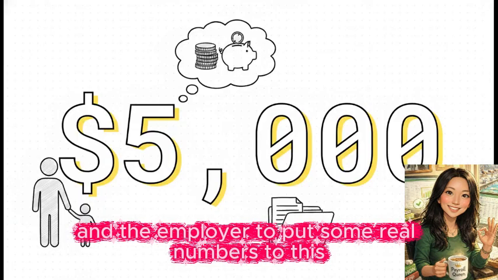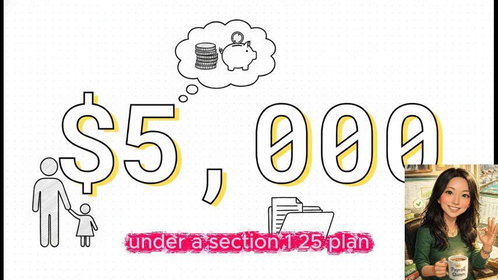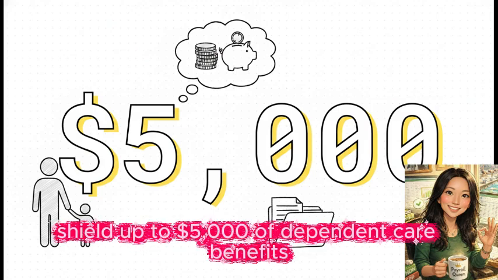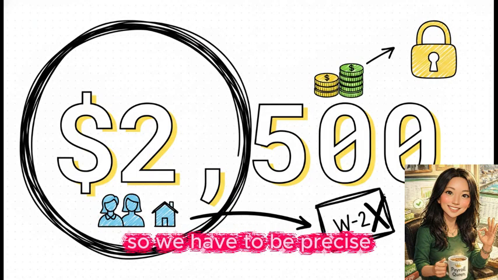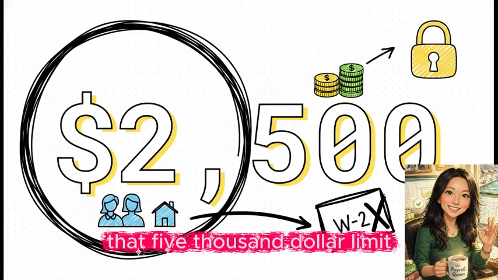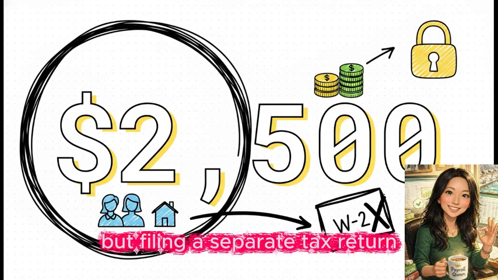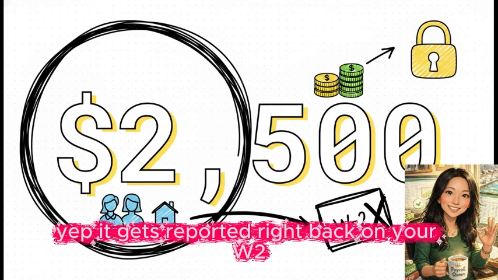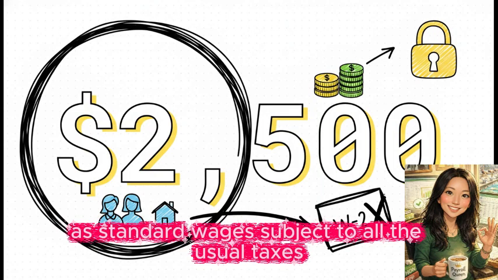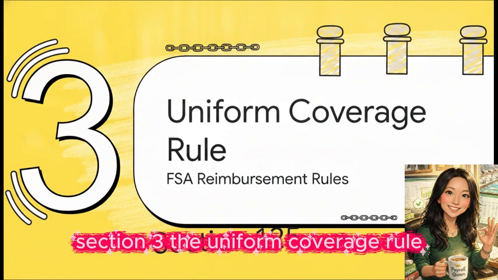To put some real numbers to this and ground it in everyday reality, let's look at dependent care. Under a Section 125 plan, you can generally shield up to $5,000 of dependent care benefits from your taxable income every single year. But hey, it's the IRS, so we have to be precise. That $5,000 limit is strictly chopped in half to $2,500 if you're married but filing a separate tax return. And if you go over those limits, it gets reported right back on your W-2 as standard wages, subject to all the usual taxes.